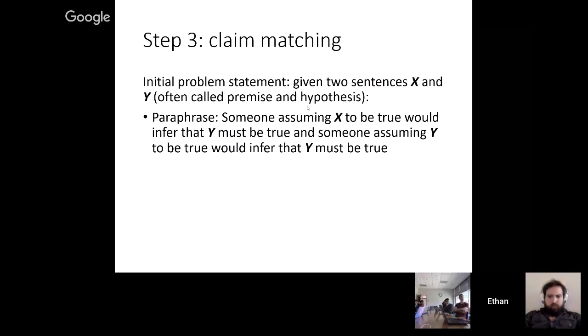So now, step 3 and the rest of the presentation are essentially all on this claim matching step, which is where we spent most of our time over the summer, and is the hardest part and the space where there's probably the most room for improvement. Initially, our problem statement was: given 2 sentences, X and Y, one of which is a spoken sentence and one of which is a sentence in the Share the Facts data set, we want to check if they're paraphrases.